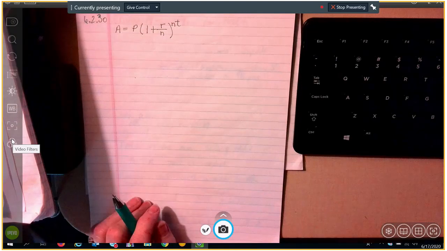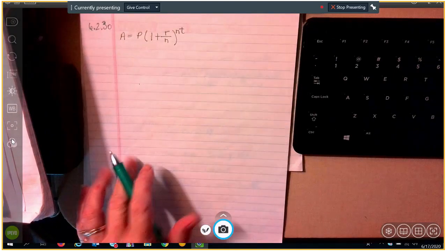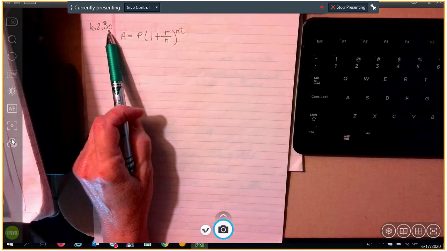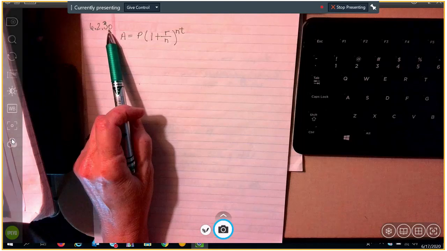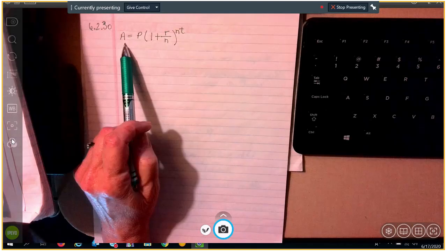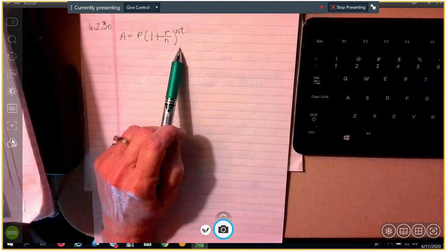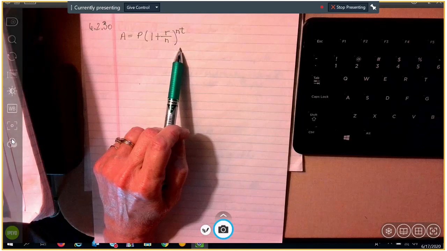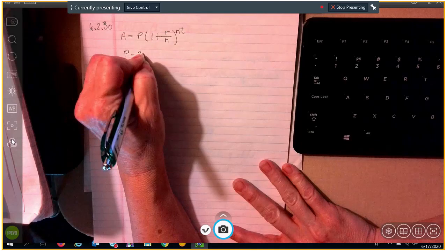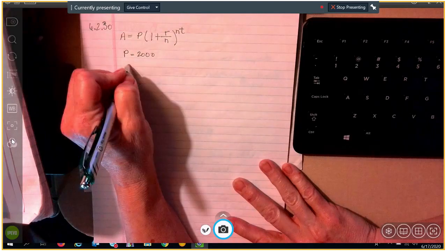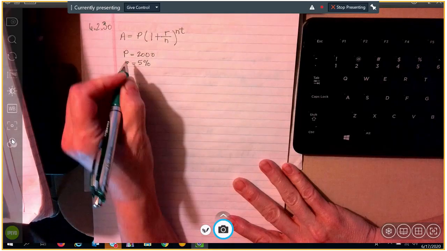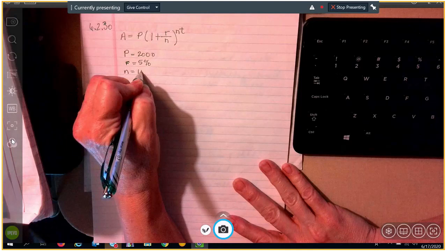I have another question. This is from Chapter 6, Section 2, and this is question 30. On your homework, it's probably not question 30, it may be question 15, but the identity is 6.2.30. And this is what we're looking for. So you're solving for A. You're given that P is equal to 2,000, R is equal to 5%, N is equal to 12, and T is equal to 5.